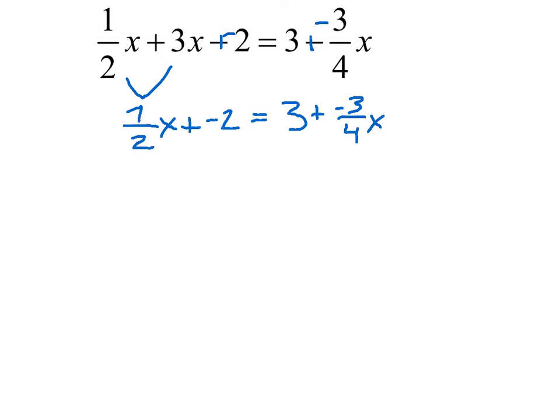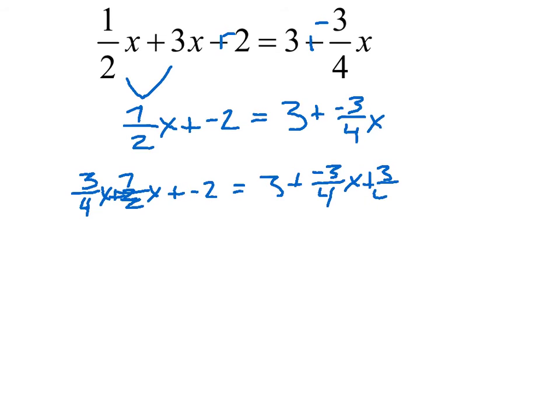Sorry, can you turn to me and say that? You were speaking away from me and I didn't quite hear it. Yeah, we need to get the x's together, and how are we going to do that, Sarah? Add a positive 3/4 to both sides. Excellent. 3/4 x plus 7/2 x plus -2 is equal to 3 plus -3/4 x plus 3/4 x. This cancels out, leaving us 3 over here.